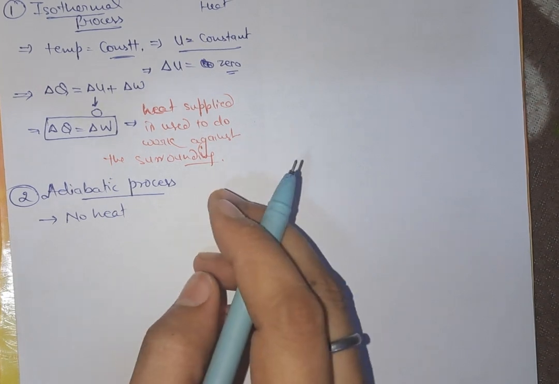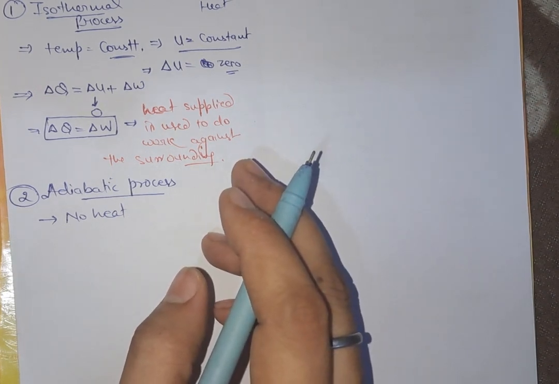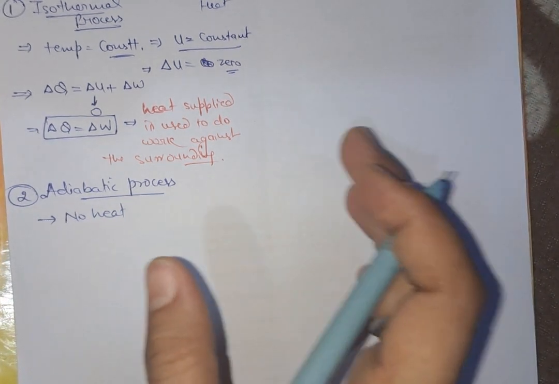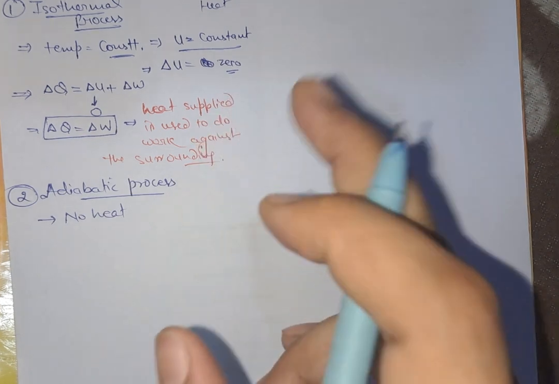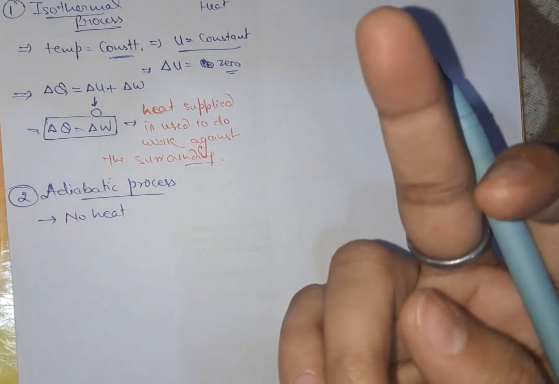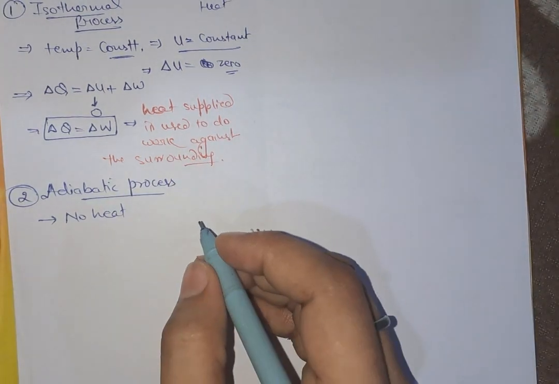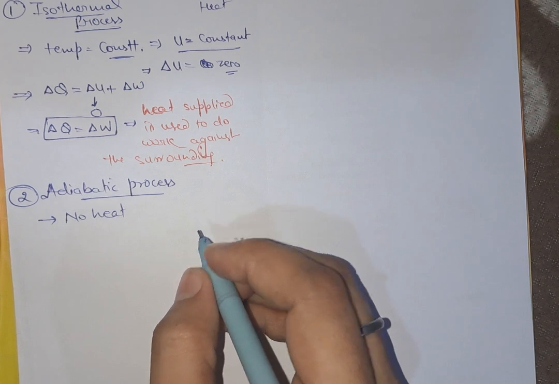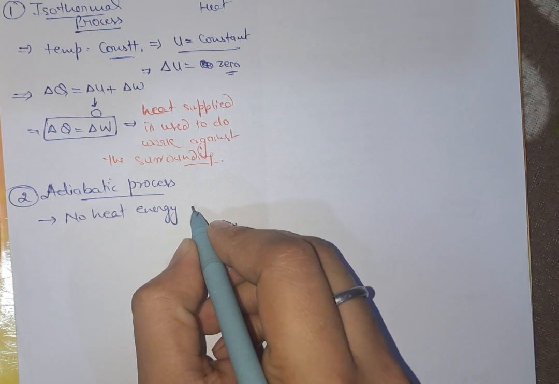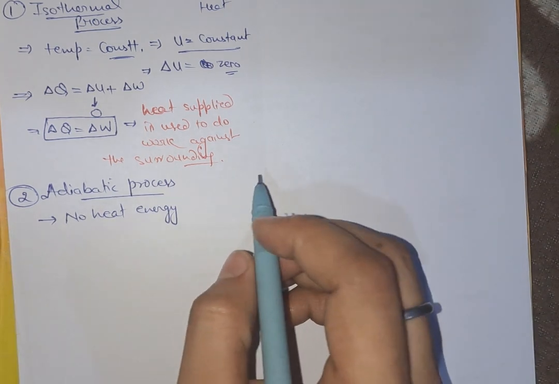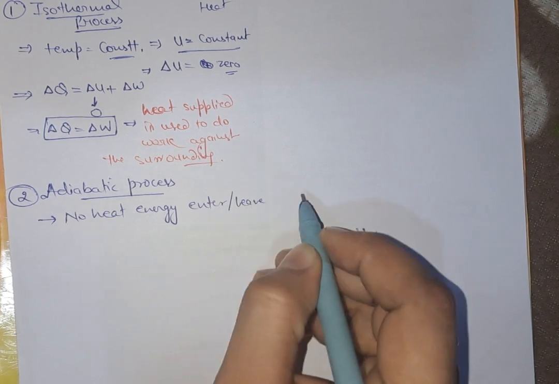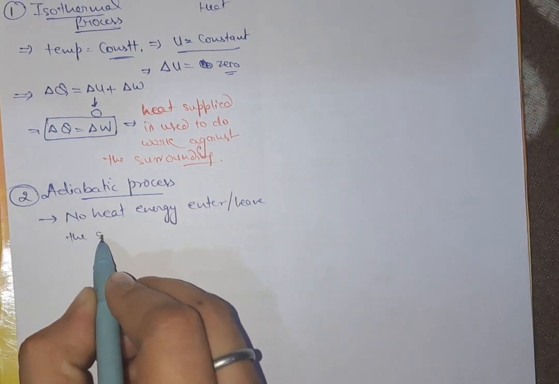Since the walls of the container or the system are perfectly non-conducting, in such a case, whatever heat is generated inside the system is not coming out, and whatever heat is generated outside the system is not coming in. So we can say that in this process, no heat energy enters or leaves the system.